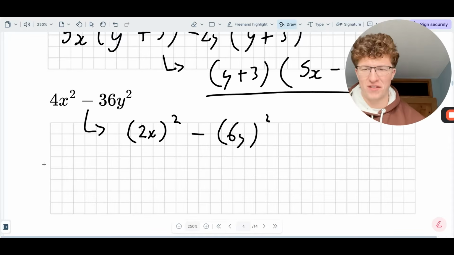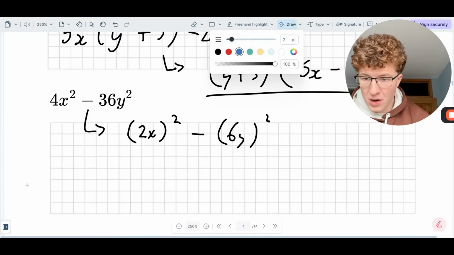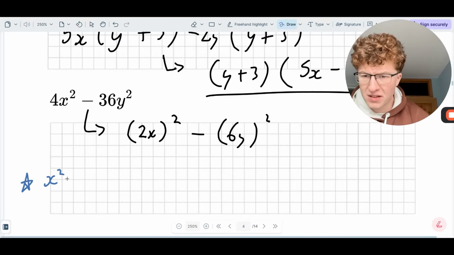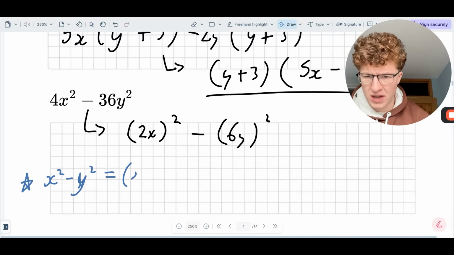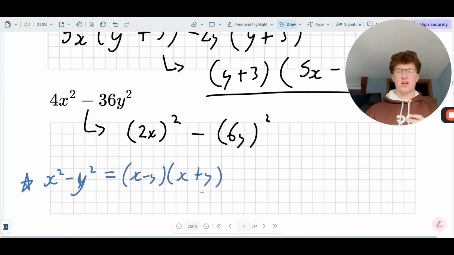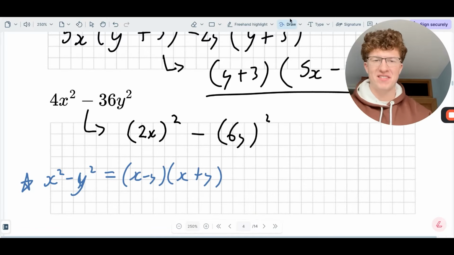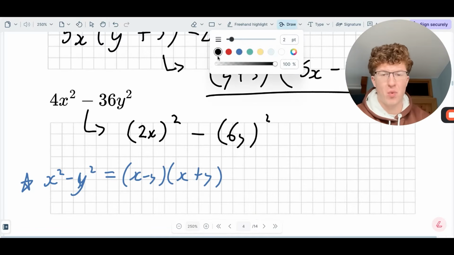Remember, the formula for difference of two squares, I'll write it in blue. We're going to have x squared minus y squared is equal to x minus y times x plus y. That's a crucial formula you need to remember. You have to be able to recognize this, and you have to remember what the equation actually is, because there's no way you could really solve this otherwise.